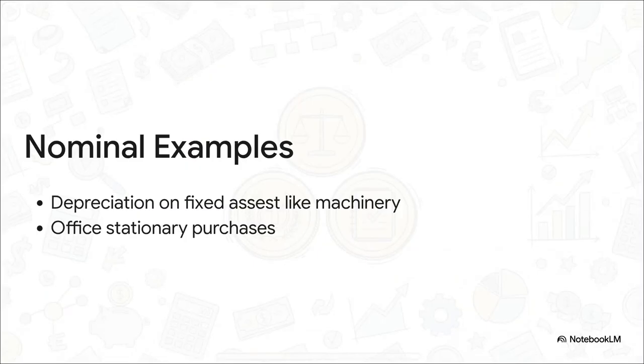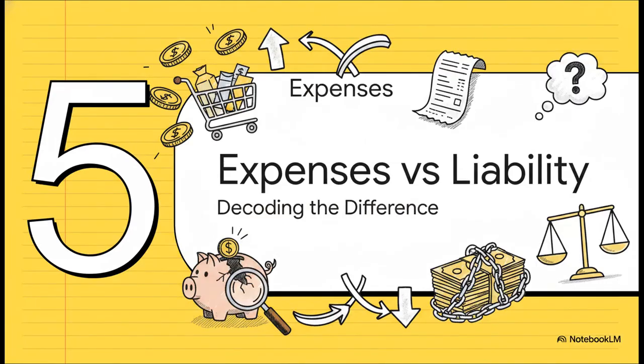To make this super concrete, let's look back at the source documents. Say you buy a heavy machine. It loses value over time, right? That's depreciation. Since it's a loss of value, our rule tells us the depreciation account is debited. The same goes for operational expenses like our office stationery. Going back to our earlier example, that stationery purchase is an operational expense for the business, so the office stationery account is debited.